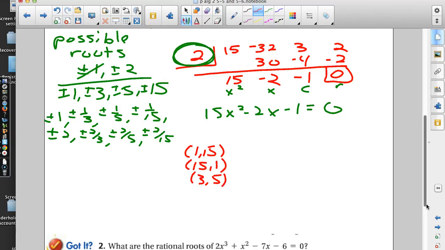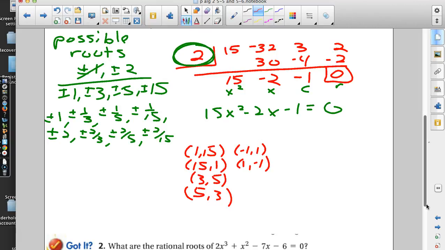3 and 5, 5 and 3. And then in the back, the numbers that multiply to -1. That one's nice and easy. -1 and 1. Could be 1 and -1. I suppose we should write that one down too.